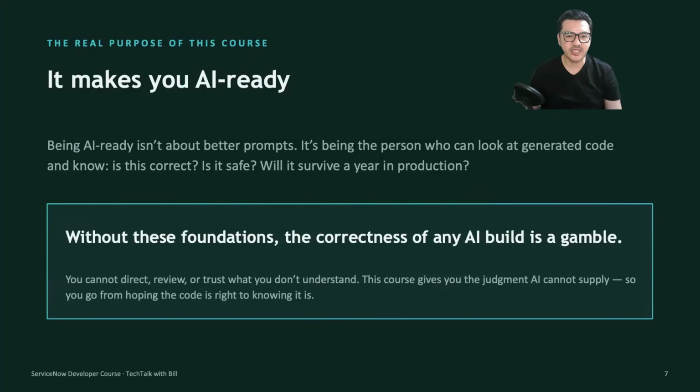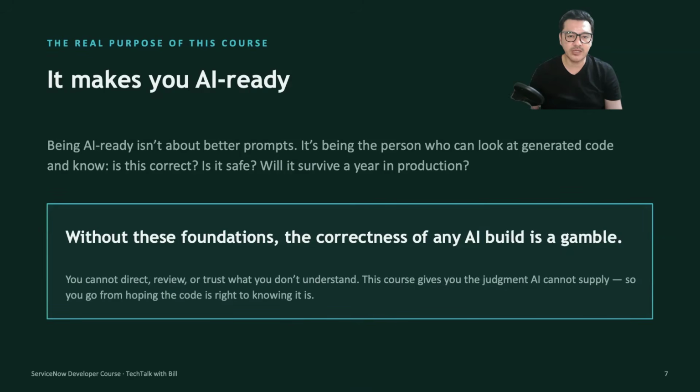So this course is about far more than learning to develop. Its real purpose is to make you AI ready. And I mean something very specific by that. Being AI ready is not about writing clever prompts. It's about becoming the person who can look at any generated code and instantly understand whether the code is correct, is it safe, and is it reliable?